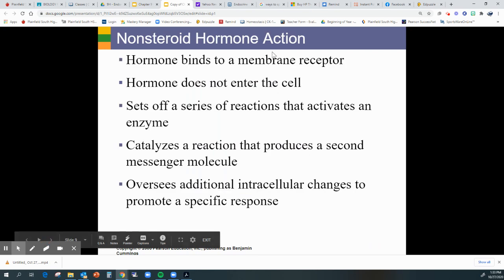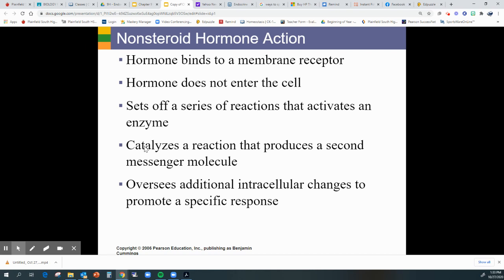Non-steroidal hormone action is a little bit different. They actually bond to the outside of the cell. They do not enter and get inside of the nucleus. What they're trying to do is set off essentially a series of reactions that activate the enzymes inside of the cell.